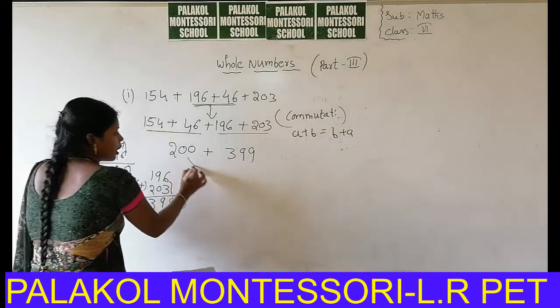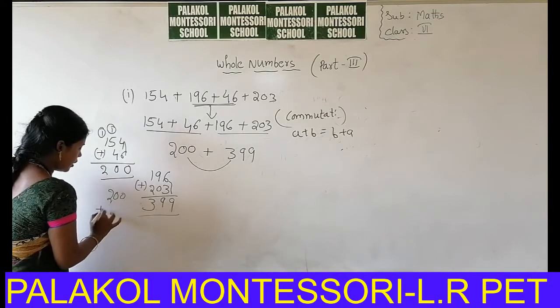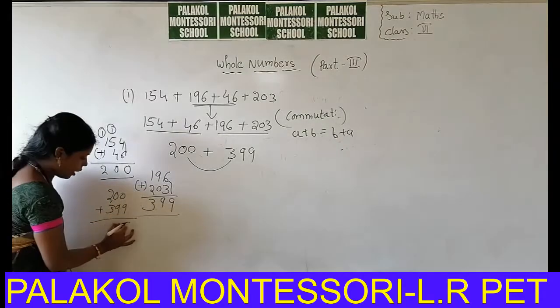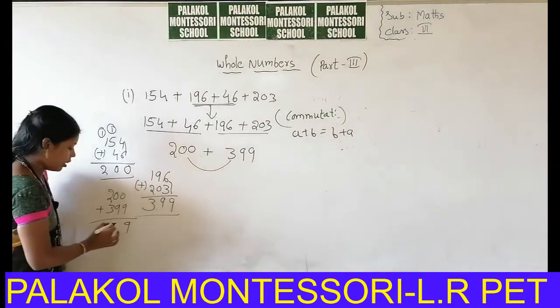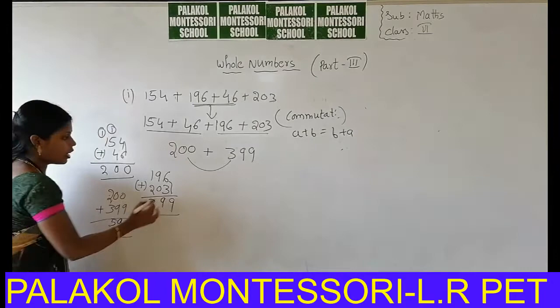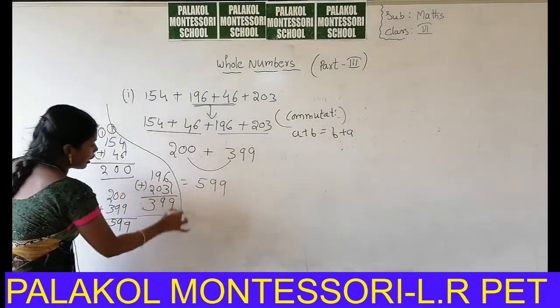399. So, next we can add these two numbers. 200 plus 399. 0 plus 9, 9. 2 plus 3, 5. So, the answer is 599.